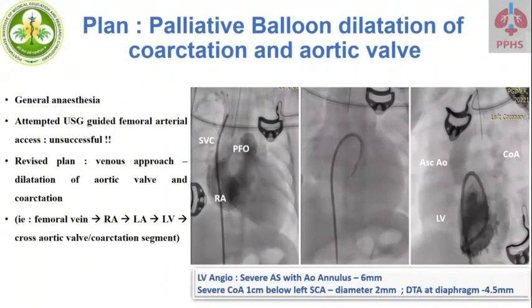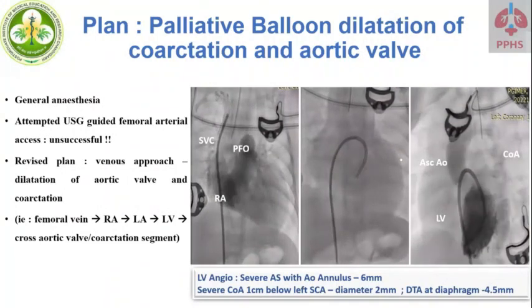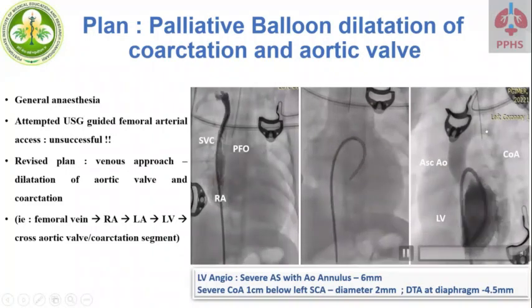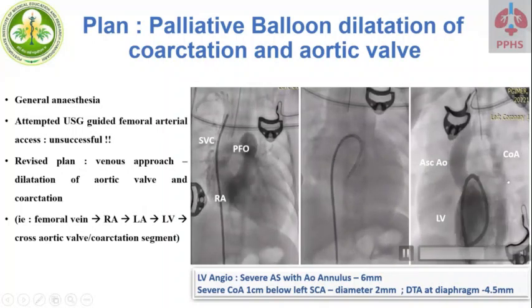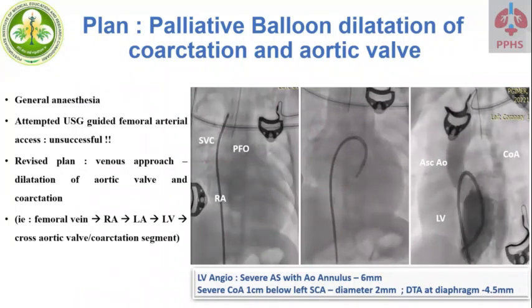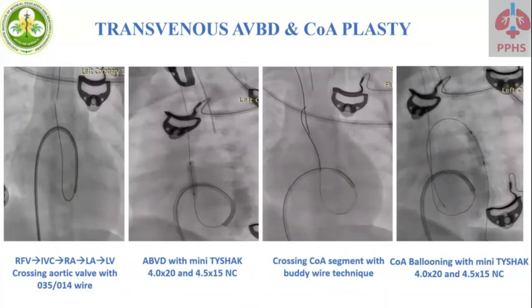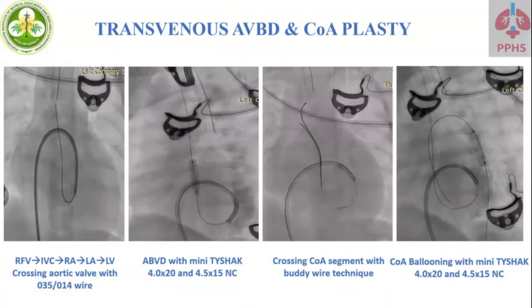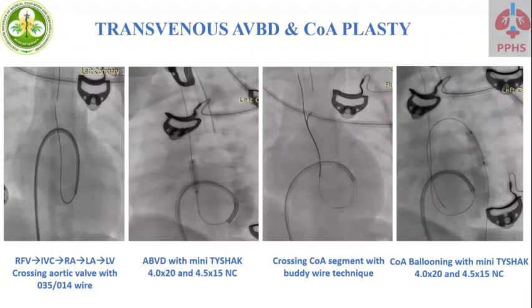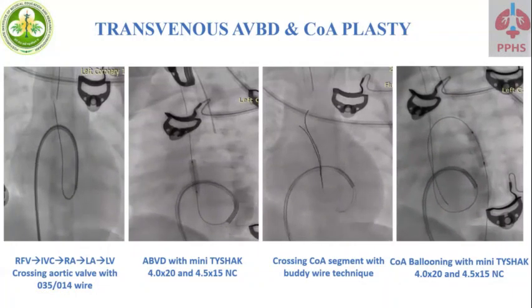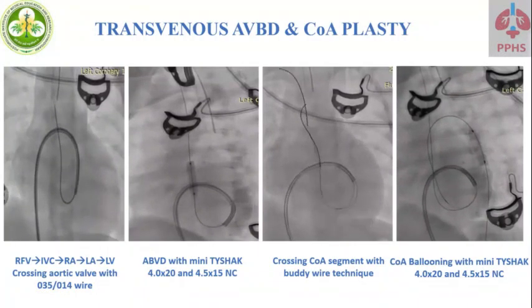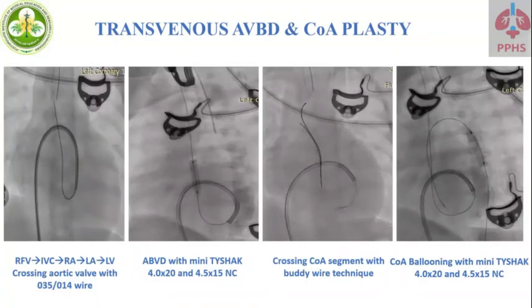We crossed the PFO, which the injection showed to be a high PFO, with a JR and a thermo wire. The LV angio showed severe aortic stenosis with severe coarctation, post subclavian, around 1 centimeter below the subclavian artery, with a diameter of 2 mm, and the descending aorta at the diaphragm was 4.5 mm. Initially we stabilized the JR guide across the mitral valve to a coronary wire. Though we could successfully dilate the aortic valve with a 4 by 20 mini Tyshak and a 4.5 coronary balloon, we couldn't cross the coarctation segment with a single wire. So we used a buddy wire technique to cross the coarctation segment.